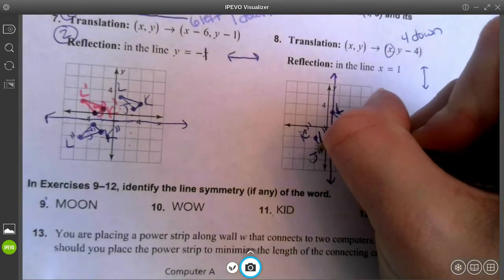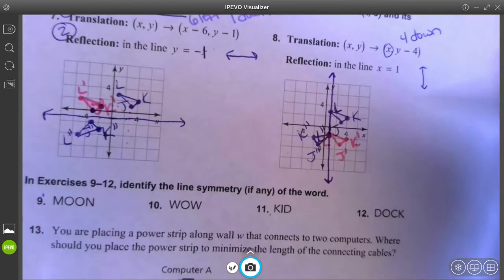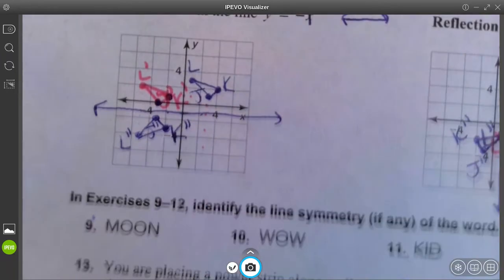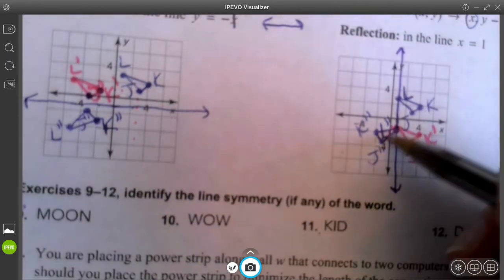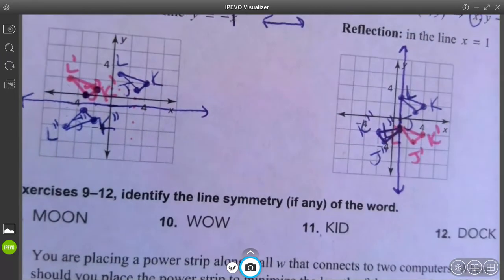I'm going to go ahead and connect. I know it's kind of hard to see. Here's my final image.